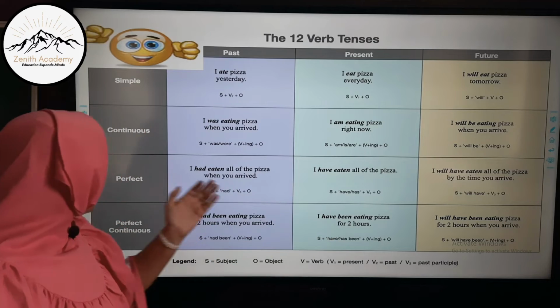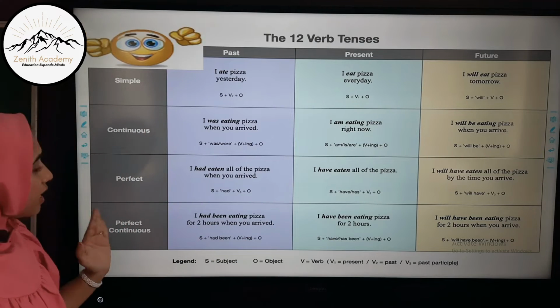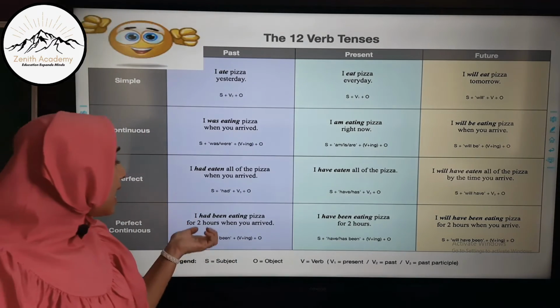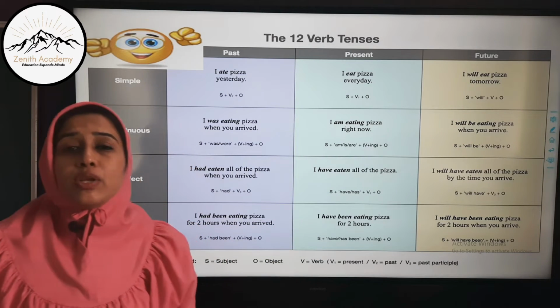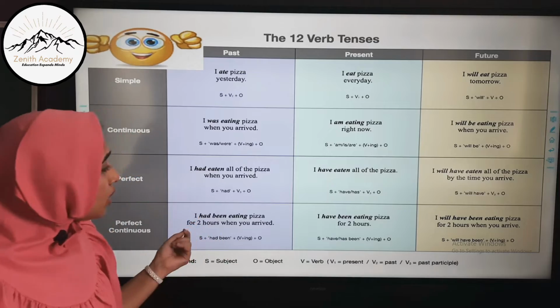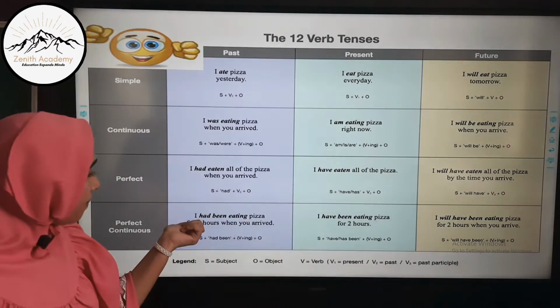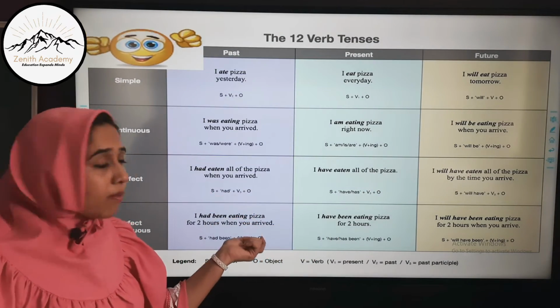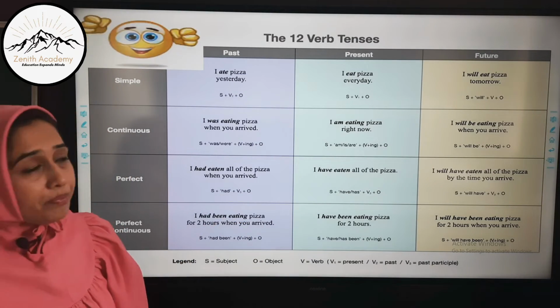The same sentence in the past perfect continuous tense becomes I had been eating pizza for 2 hours when you arrived. So I was doing that particular work for a long time. The only change is have becomes had. Been and the ing form of the verb eating remain the same.